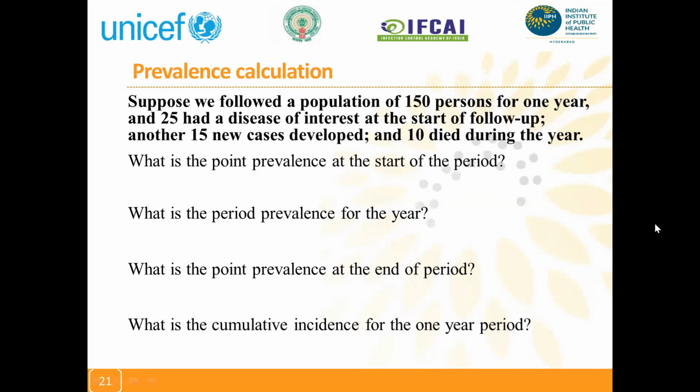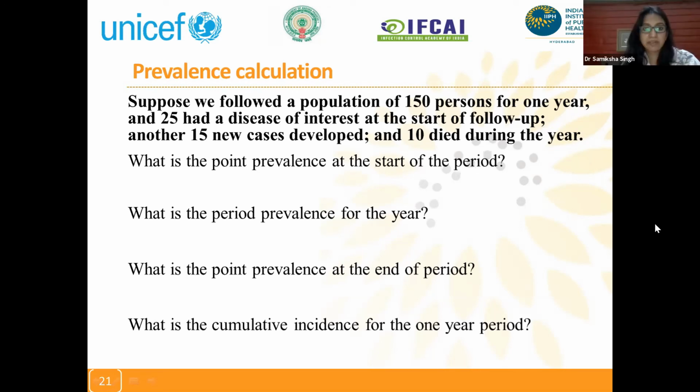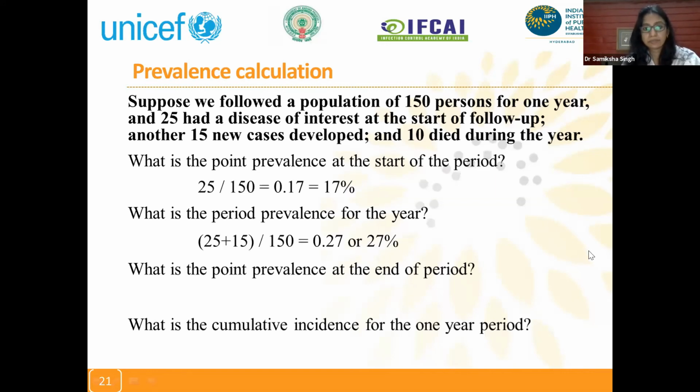Good evening, ma'am. Good evening. Ma'am, the numerator is 25 plus 15 by 150 into 100, ma'am. Very good. Very good. Yes, total old and new cases. Yes, very good. This is absolutely right. Old and new cases. So that will be your 40 divided by 150. If you make it a proportion, 0.27, if you multiply it by 100, 27%.